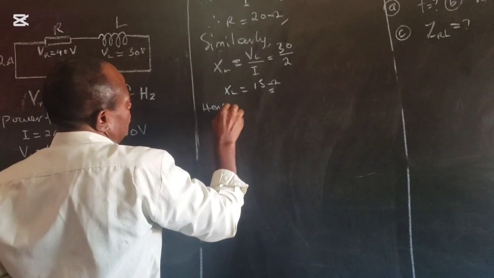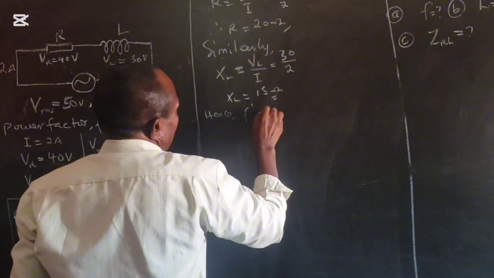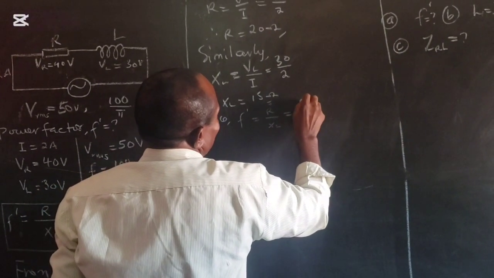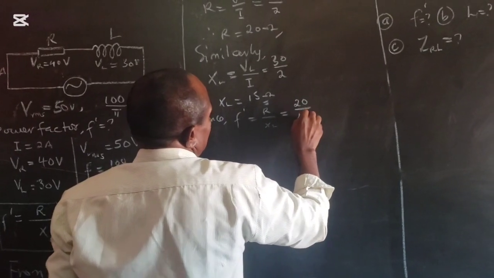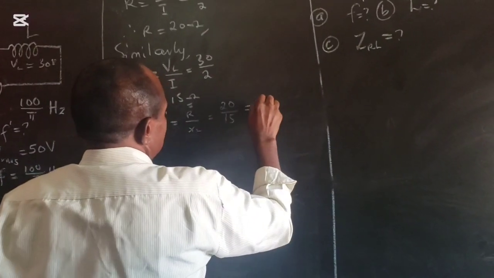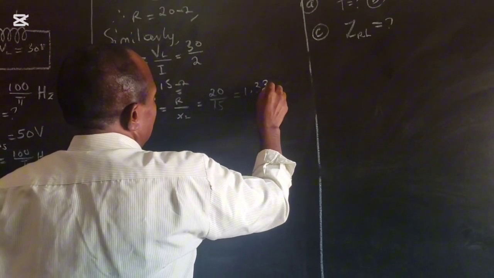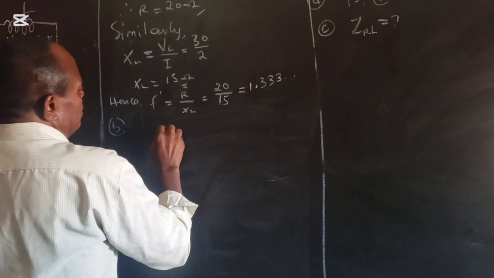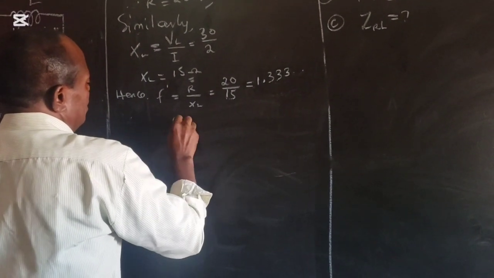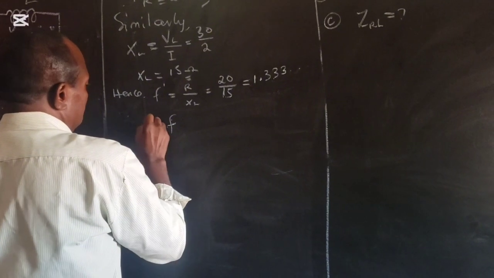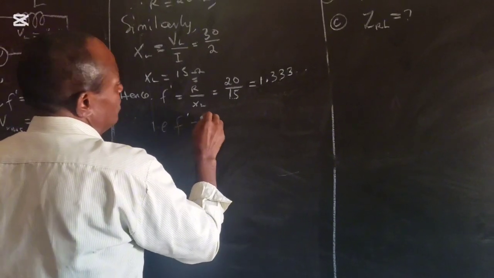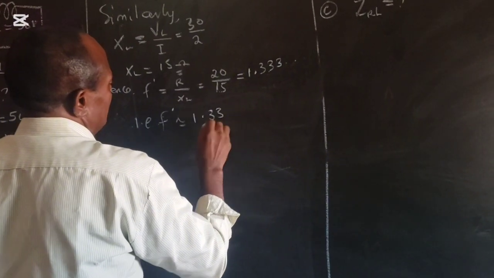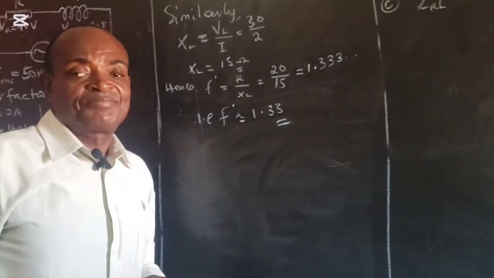Hence, our power factor, which is equal to R over XL, will be equal to 20 divided by 15, and that's going to give us 1.33, it continues like that. That is, our power factor is approximately equal to 1.33. That's the value of the power factor.